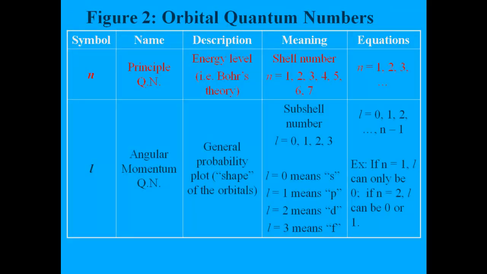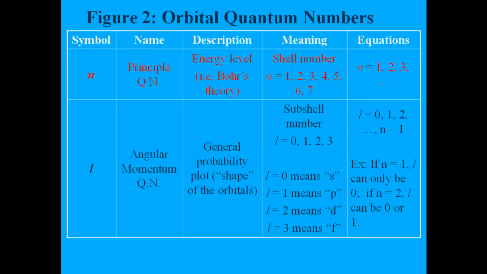Here we're going to talk about the orbital quantum numbers, and you should probably copy down this chart to help you keep all of the quantum numbers, their names, their meanings, their equations straight. So the first one is n, which is the principal quantum number, and this will indicate the energy level. So this is the distance from the nucleus. The meaning is the shell number, so this will be the period number on the periodic table. And n can range from anywhere from 1 to 7.